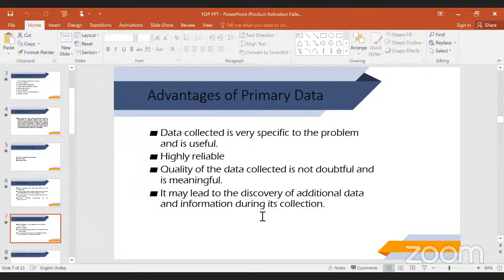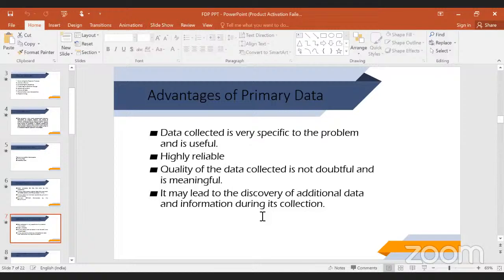What are the different advantages of primary data? Advantages are many. First of all, you yourself are collecting your data, so there will not be any chance of discrepancy, or that the data you are collecting is not useful. It will not be a problem, because you yourself are the data collector.